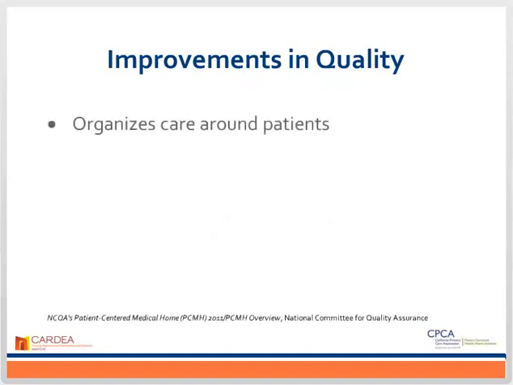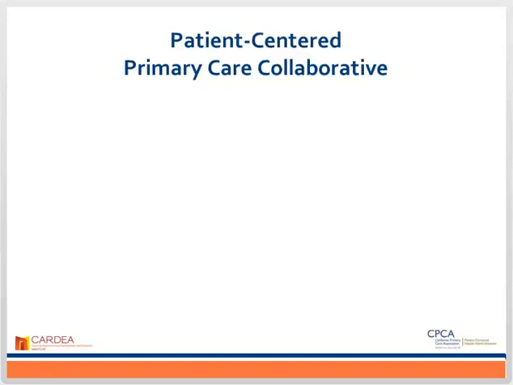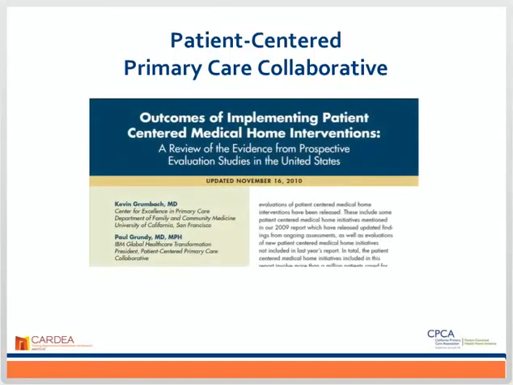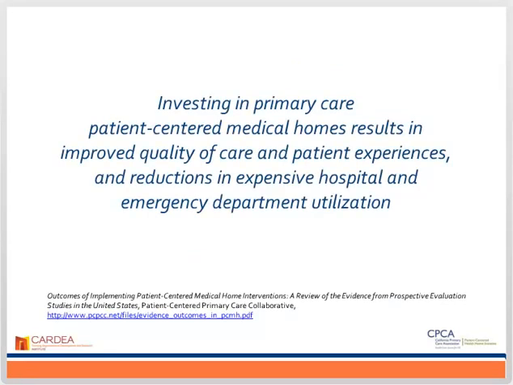As suggested earlier, another benefit of NCQA recognition is improvements in quality. Organizing care around the patient, making patient-centeredness a priority, and coordinating care and managing information contribute to quality improvements. The Patient-Centered Primary Care Collaborative released a brief entitled Outcomes of Implementing Patient-Centered Medical Home Interventions, a review of the evidence from prospective evaluation studies in the United States. A link to the brief is provided on this slide. In its brief, the collaborative concluded, investing in primary care patient-centered medical homes results in improved quality of care and patient experiences and reductions in expensive hospital and emergency department utilization.